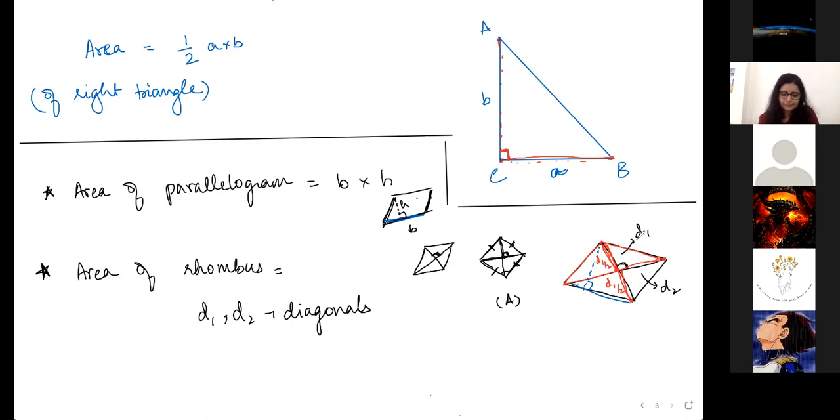So like rhombus has all the sides as equal, right? So we can take the base into height. Yeah, by SSS you can do it and just take twice the area of one triangle. So that will also give the answer. Yeah.